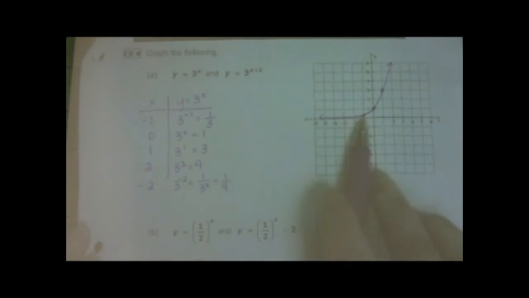Because let's put in negative 2. This is 3 to the negative 2 power, which is 1 over 3 squared, which is 1/9. So see how as you go to the left, these will become fractions that are smaller and smaller and smaller.